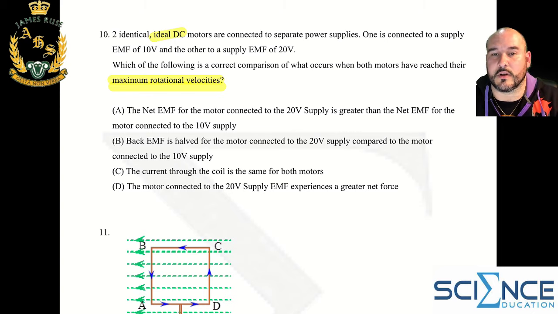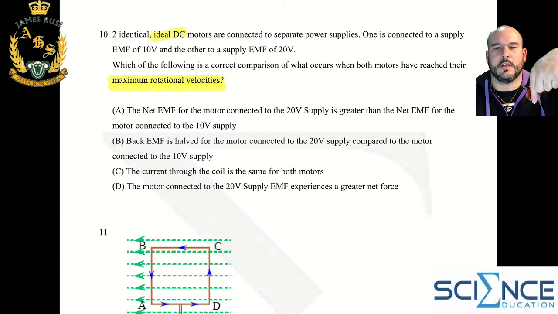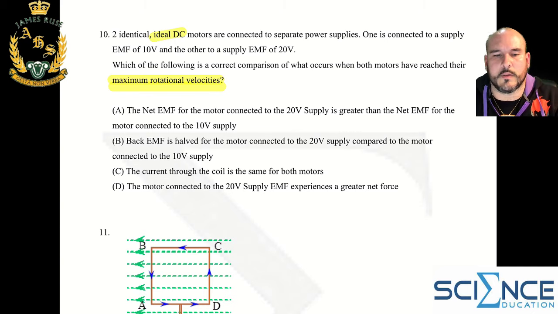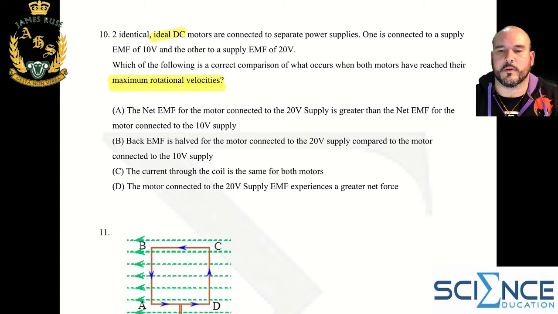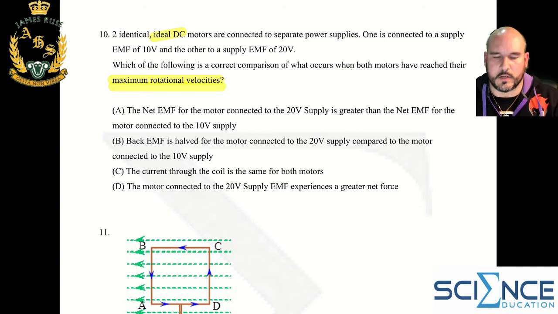B, back EMF is not halved for the motor for the 20, it should be double. D, the motor connected to 20 volt supply EMF experiences a greater net force. Well, the net force is equal to 0, because on one side of the coil you have F down, the other side of the coil you have F up. F plus minus F is equal to 0. Therefore, the net force should be 0 on all the motors. Therefore, D is incorrect. C, the current through the coil is the same for both motors. Well, if the net EMF is 0, there's going to be 0 current in both the motors. Therefore, C is correct. All right, now question 11.